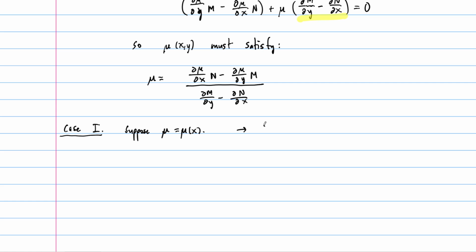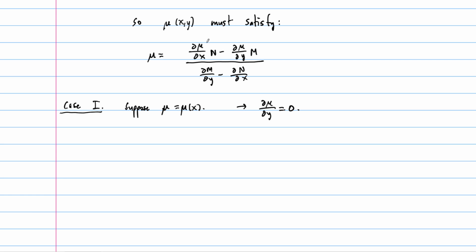So what this means then is that d mu/dy is equal to 0, right? If mu does not depend on y at all, then its y partial derivative is 0, and this term is gone. And so what we end up with then is that mu, in this case, would have to be equal to d mu/dx, that's just the regular derivative because it only depends on x, times N divided by this term, our difference, dM/dy minus dN/dx.